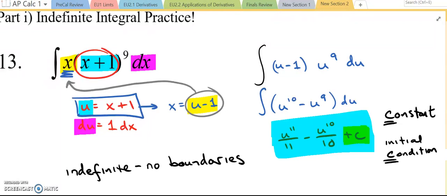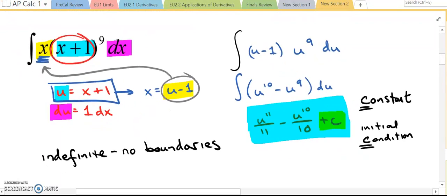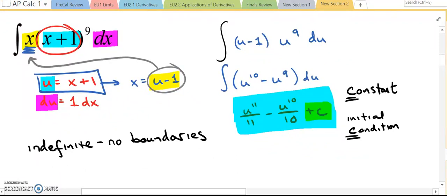So for my final step, I have an indefinite integral, so I'm still going to have a plus c at the end. There's nothing for me to plug in, but I do need to account for the fact that I started off this problem with x's and I ended it with u's. I want you to go one more step. Plug your x plus 1 back in to this equation. Once you do this, you're done.